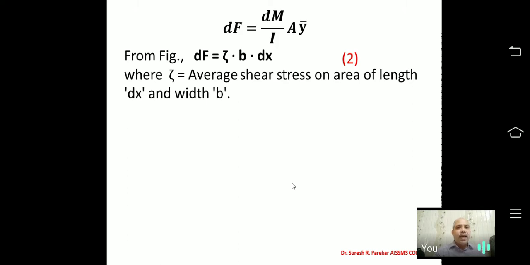Now from figure we have dF is equal to tau b into dx. Now tau is shear stress, which is along the horizontal direction, and therefore my total force is tau, width is b and length is dx. b is perpendicular to the span. Try to understand this. b is perpendicular to the span, dx is length, and shear stress acting on this is tau. So by shear stress, I will get force dF equal to tau into b dx. b dx is area and tau is average shear stress on the area, dx length and width is b.